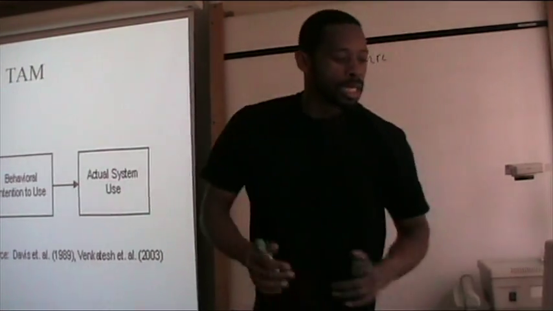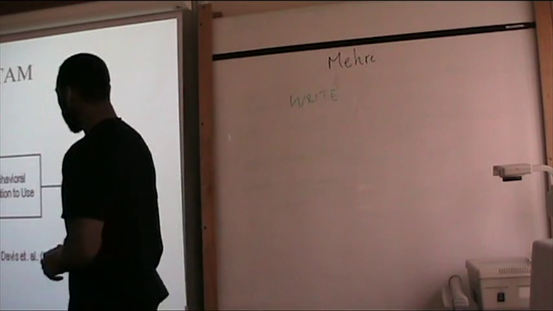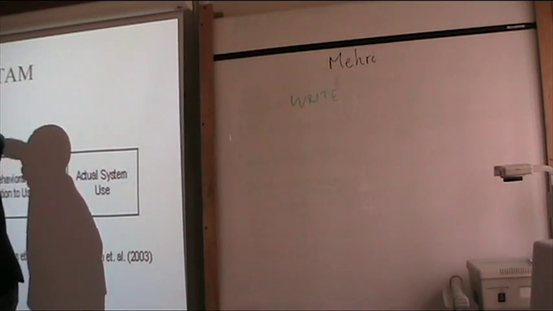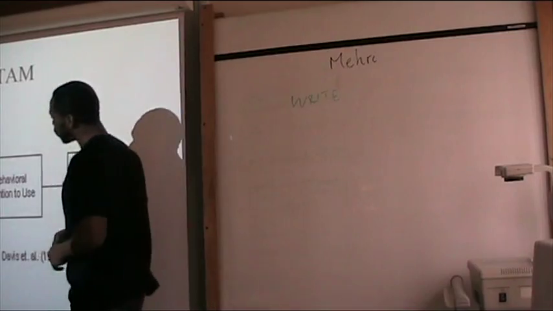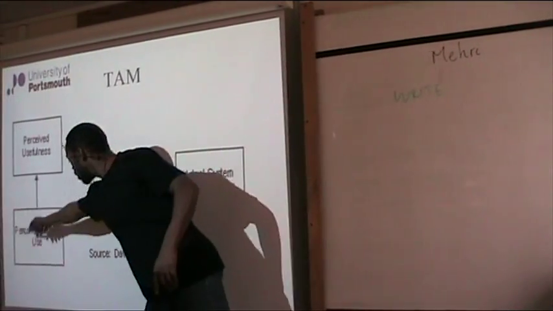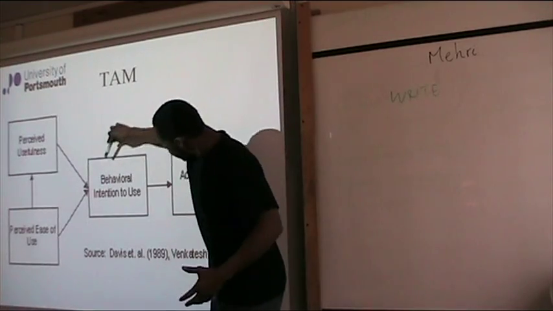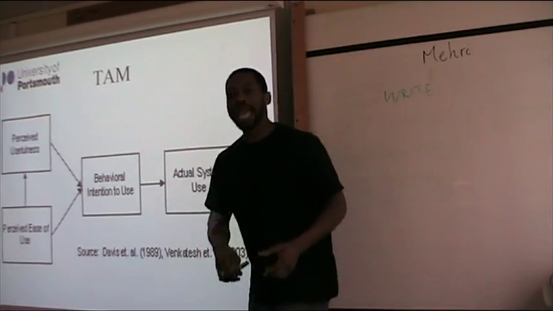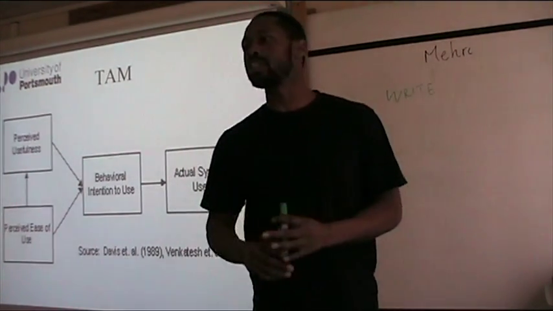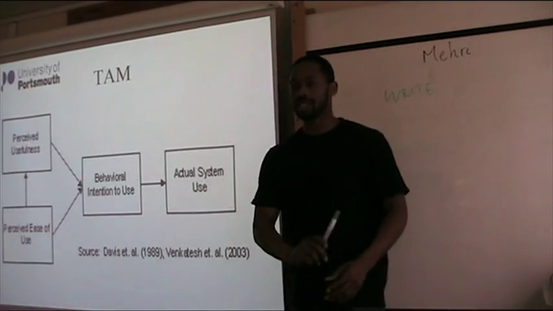So, Davis et al. came up with this model. They said, no, you have to perceive that this thing is useful. And then you perceive that this is easy to use, and that will influence the behavior or intention to want to use. And finally, the thing they wanted to really concentrate on was the actual usage of the technology.